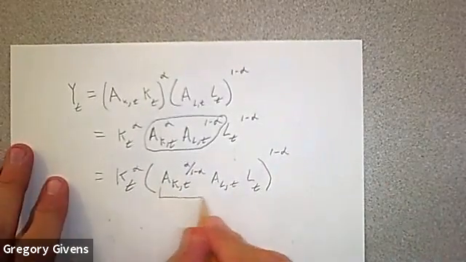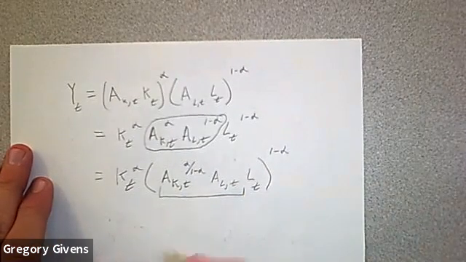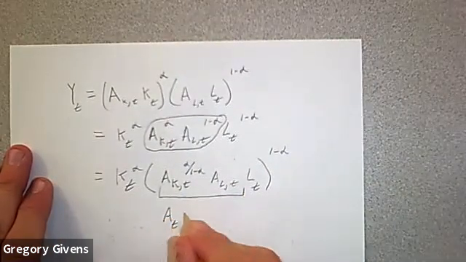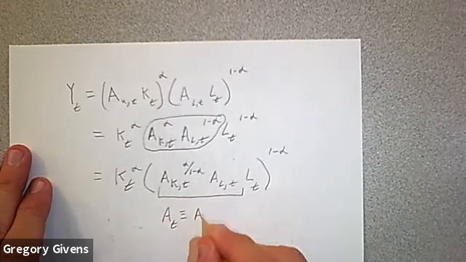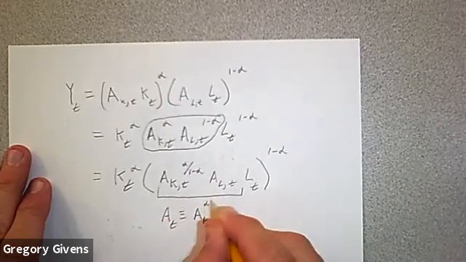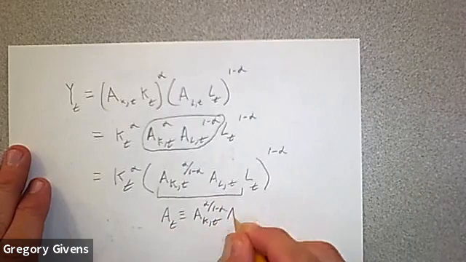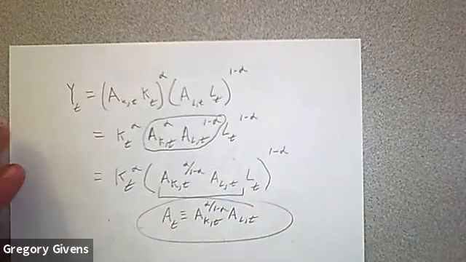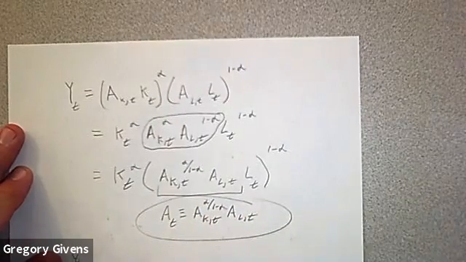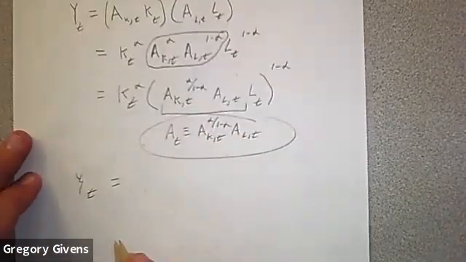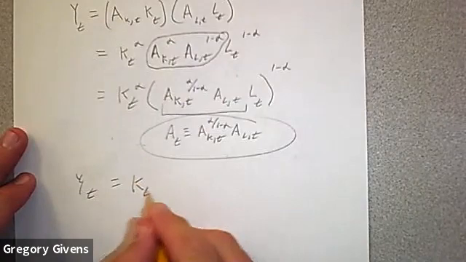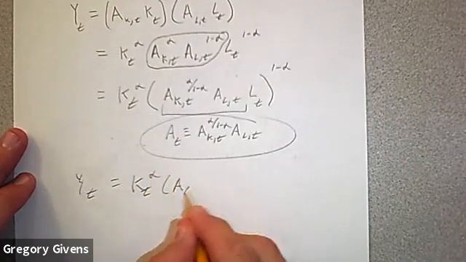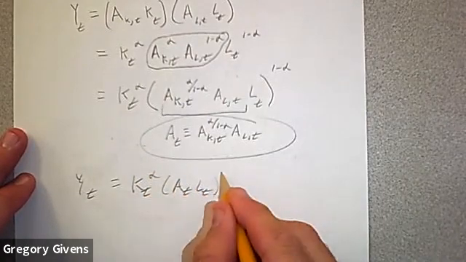All we've got to do is define a new technology variable, A_t. Let's define it as K_t to the alpha over 1 minus alpha times A_L,t. If we define A_t as that, then the production function becomes Y is equal to K to the alpha times A_t L_t to the 1 minus alpha.